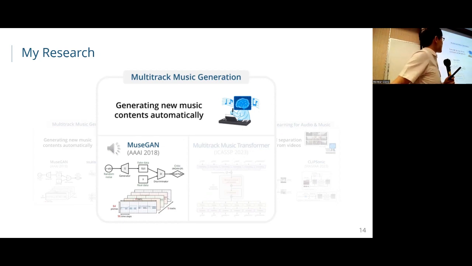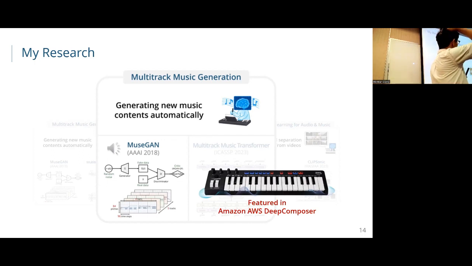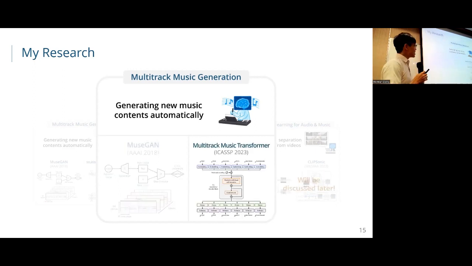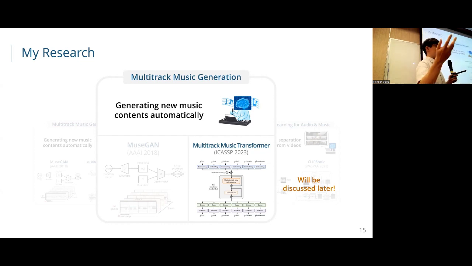This work is one of the first works that actually worked on multi-track music generation using deep learning. It has also been featured in Amazon AWS DeepComposer. It's super cool to see it actually implemented in one of the real keyboards that you can use. More recently, I've also published a paper at ICASSP 2023, called Multitrack Music Transformer. Basically, we use the transformer, a more advanced and recent model for text generation, and we applied it to multitrack music. We will discuss this later.